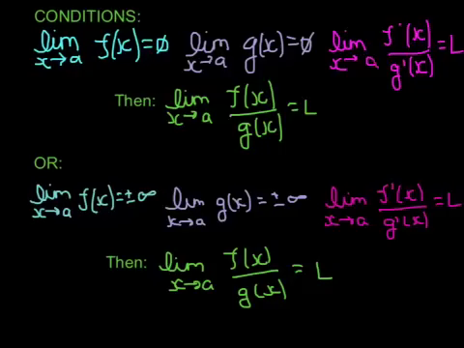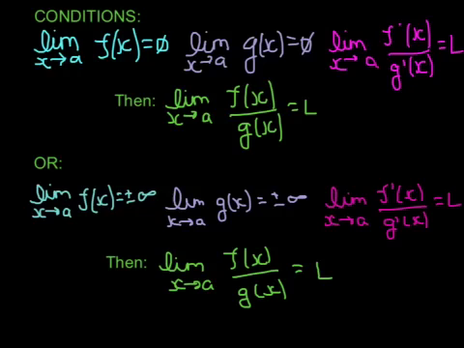When looking at L'Hopital's rule, we are determining the limit of the indeterminate form. We use L'Hopital's rule when the limit of x approaching a of f of x is equal to 0, the limit of x approaching a of g of x is equal to 0, and the limit of x approaching a of the derivative of f of x over the derivative of g of x equals a value, in this case L. Then, if all of these are true, the limit of x approaching a of f of x over g of x is also equal to the same value of L.